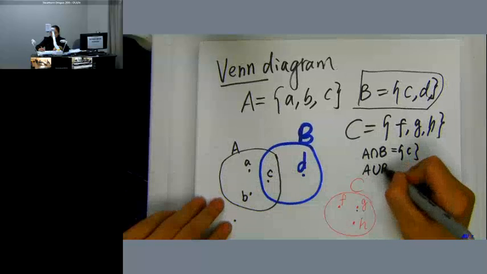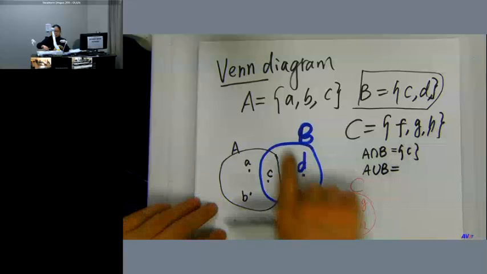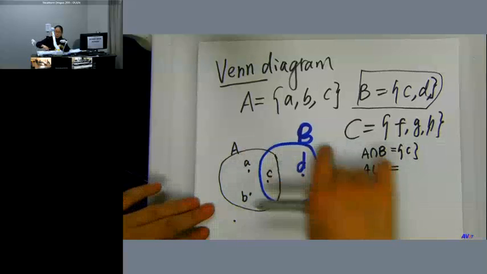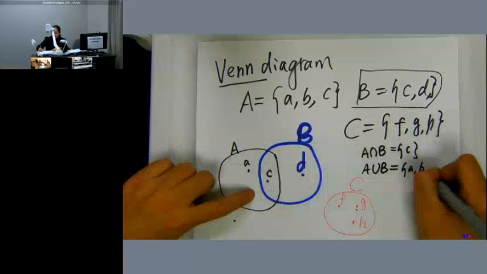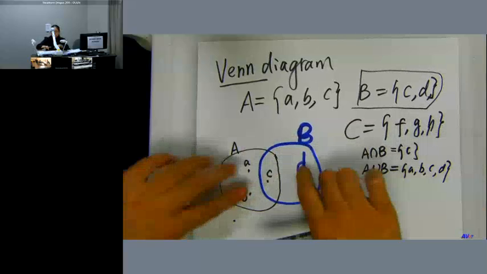What about A union B? All of them, right? It's either in here or in there. So you're going to get A, B, C, D. Everything in two circles.